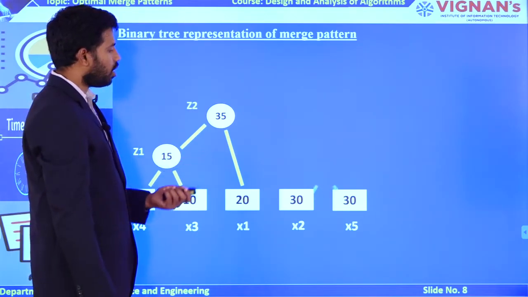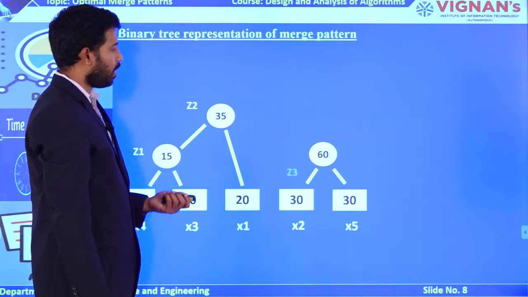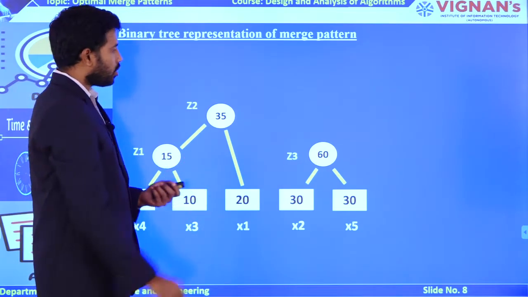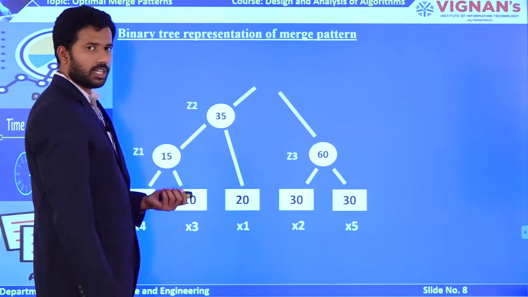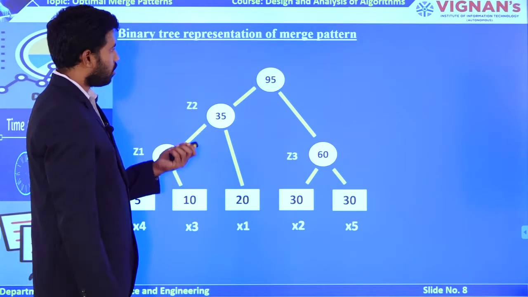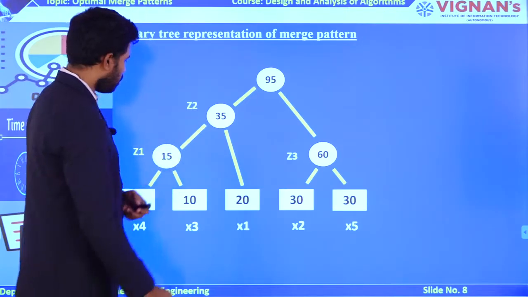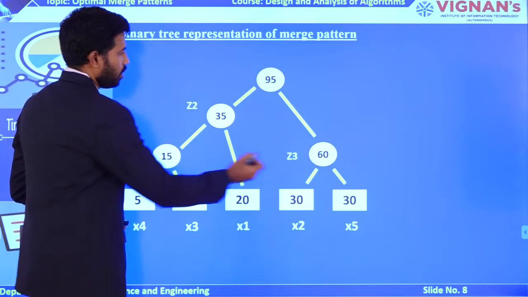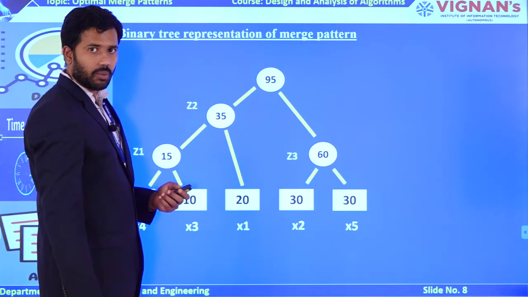So if you merge these 2 files, ultimately you will get a merged file with size 60. I am labeling it as Z3. Okay. So at this level, how many files are there? Only 2 files are there. So if you merge these two, ultimately you will get a final merged file with size 95. Can you tell me what is the total time complexity of this binary tree representation? Nothing but order of 15 plus 60 plus 35 plus 95 will give my total time complexity.